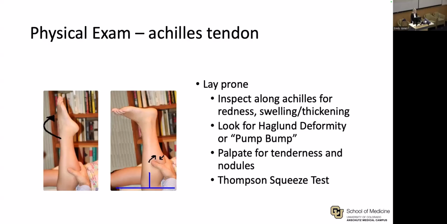And then the Thompson squeeze test is kind of what we have here. And I usually do both sides. So you basically squeeze the calf, and if the Achilles tendon is intact, then the ankle will plantar flex. If it's not, it doesn't move. So that's a good test for Achilles tendon rupture.